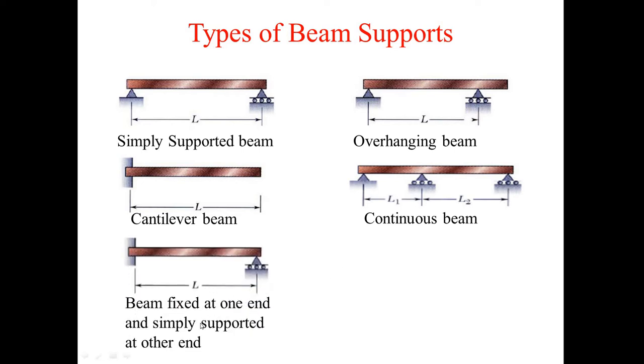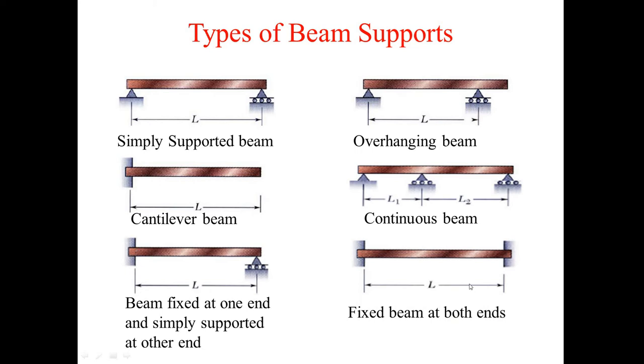Then there is the beam fixed at one end and simply supported at the other end. It is fixed over here, and at the other end it is just a roller support, wherein we have only one reaction from the downward side. But in the fixed support, we have the x axis load, y axis load, and the moment. Then there is the beam fixed at both ends. At both ends we have two kinds of reactions: one is the vertical reaction, normally we take, and the other reaction is the moment.